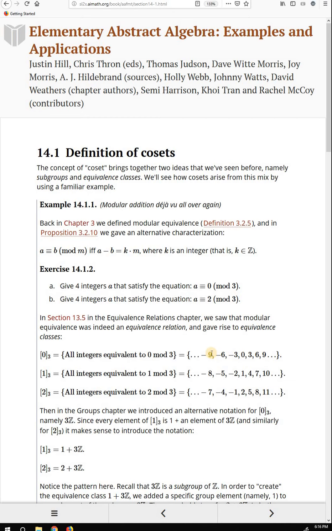In fact, this is the group you'd call 3Z, and that's what it says down here. So you can represent these three sets as 3Z, 1 plus 3Z, and 2 plus 3Z. This notation means you take 1 plus every element in this set here.